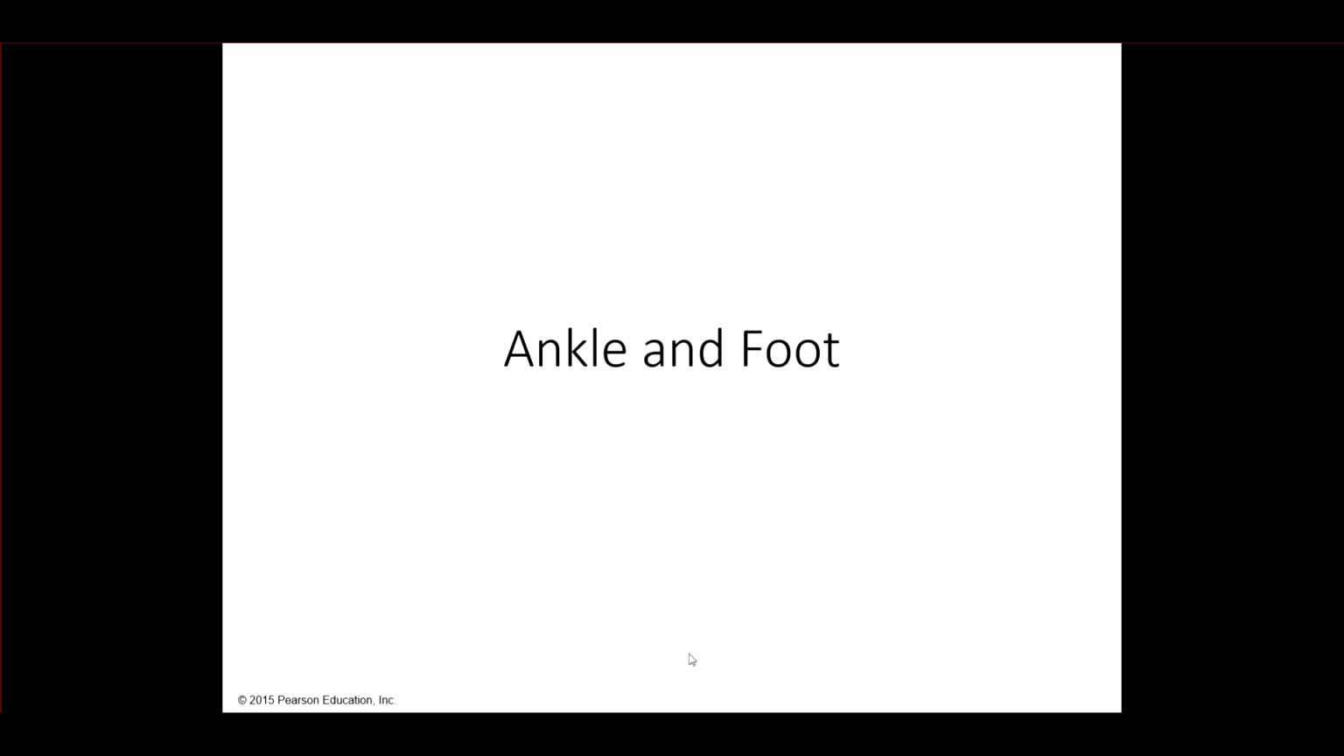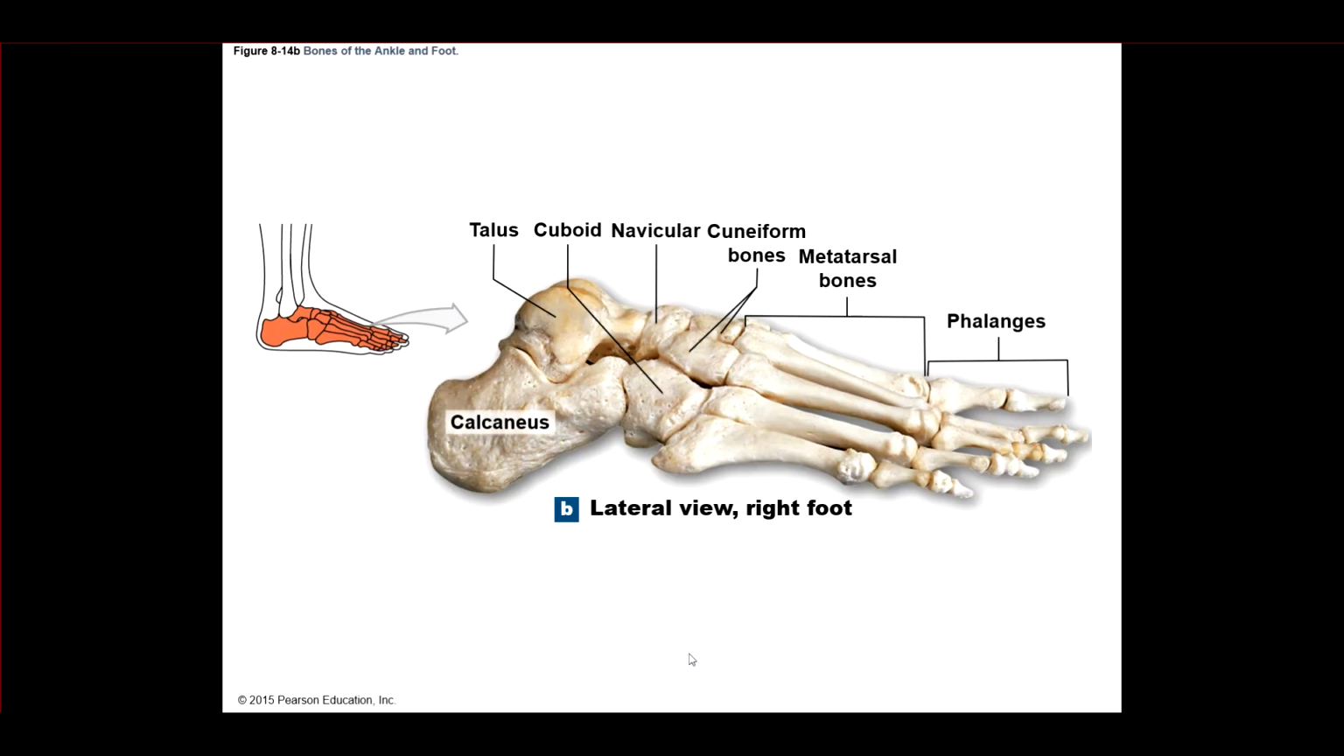So in the foot, we have the ankle and then the rest of the foot. The ankle consists of 7 tarsal bones. So you can see here 1, 2, 3, and there's actually 3 more, 4, 5, 6, and then number 7 over here. This is a side view.